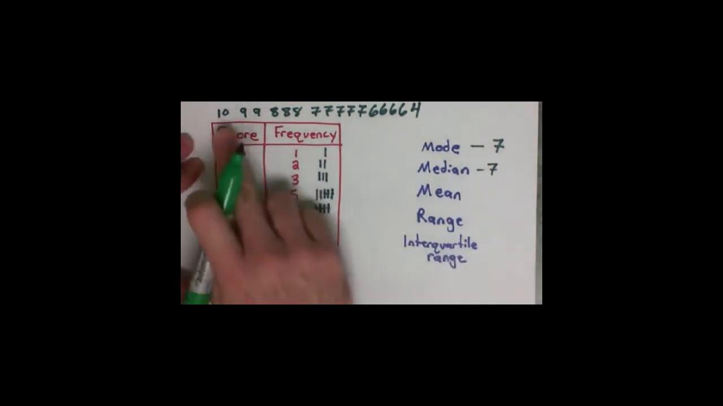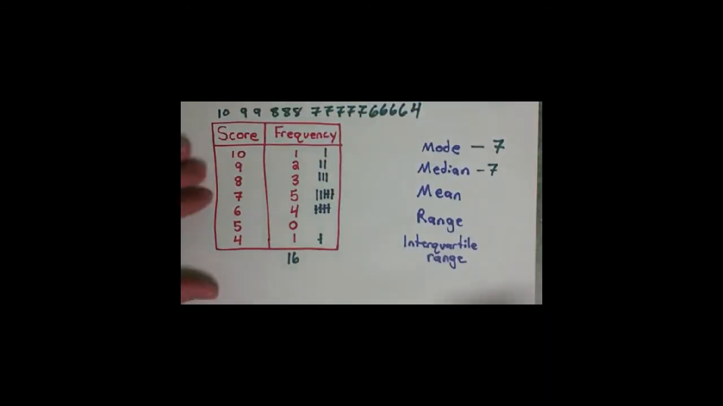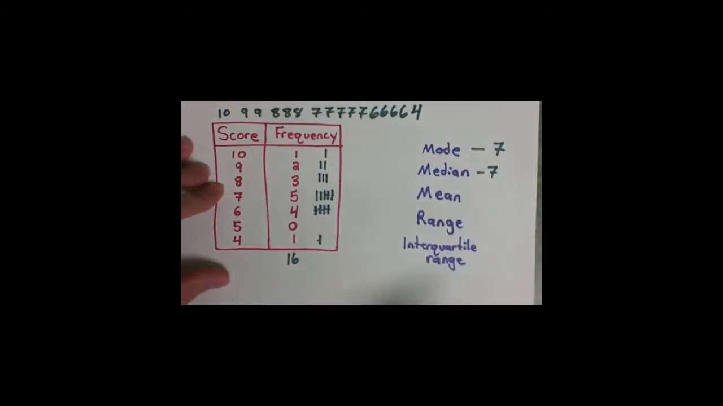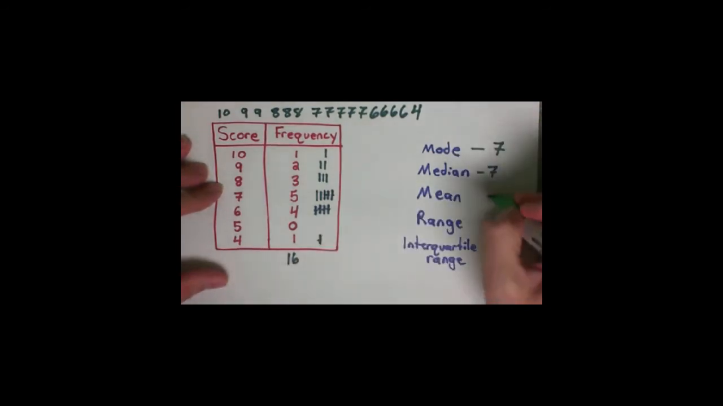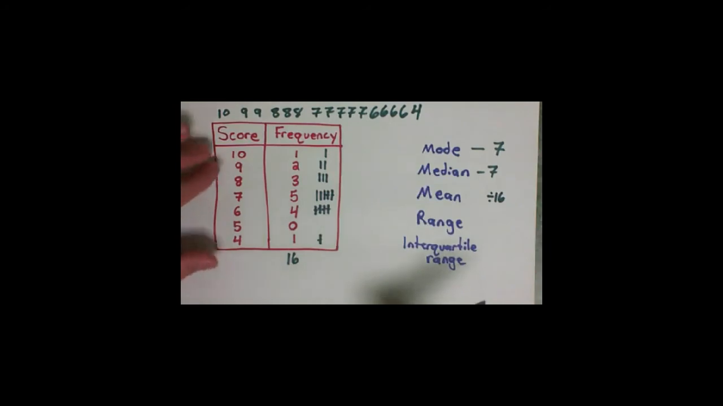But again, if you like the list, you could just do that and find out what's in the middle. To do the mean, what I'm going to recommend, we already know we're dividing by 16 by adding up these numbers. What we can do, though, is we can take a little shortcut here.